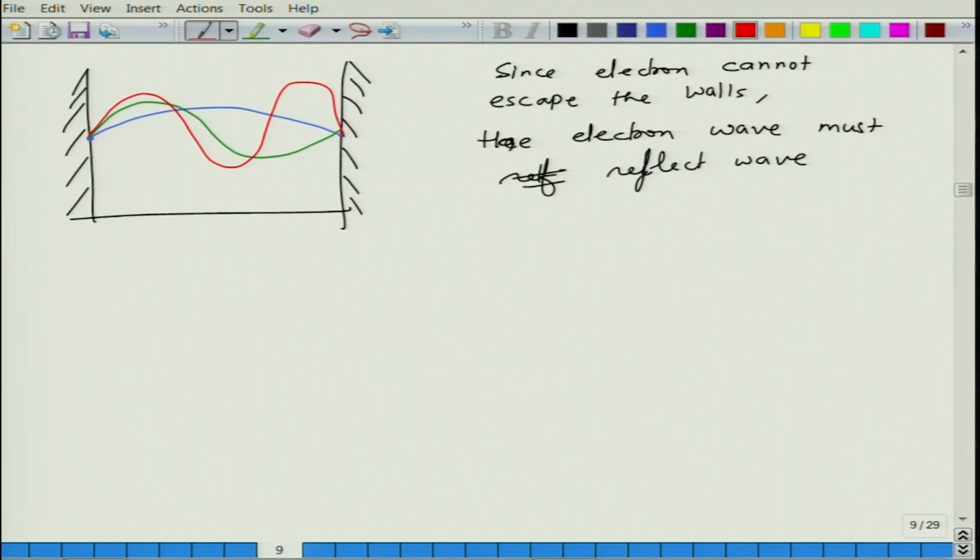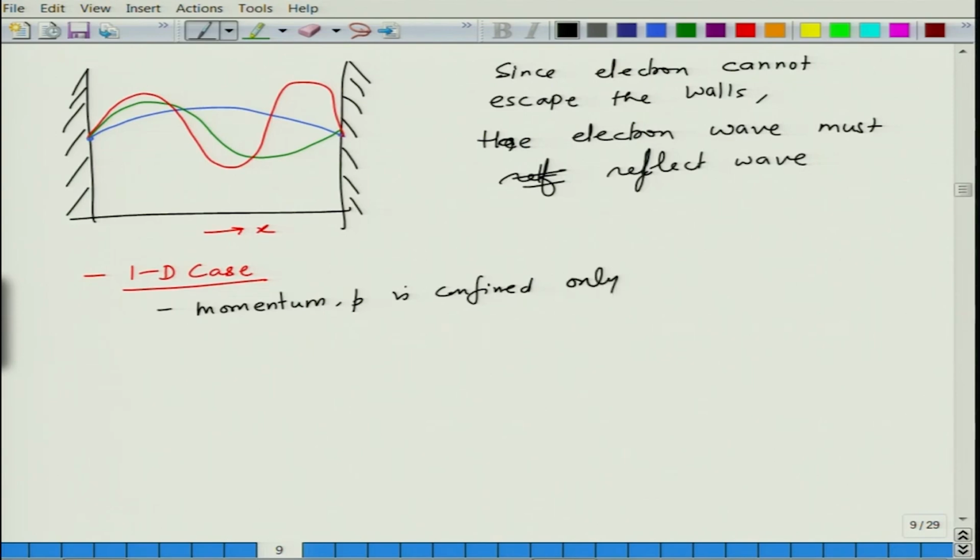So we are taking first the 1D case, which is only along x direction. So first we are saying it's 1D case, which means momentum p is confined only along x axis in a straight line. And if it oscillates between the 2 points, at x is equal to 0 and at x is equal to L, then there is a reflection of wave at the walls.